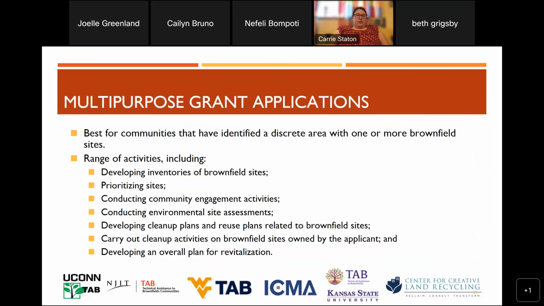Multi-purpose grant applications. These, as I said at the beginning, we're kind of going up in level of capacity required to apply for and administer one of these grants. So a multi-purpose grant is best and recommended for communities that have identified already a discrete area that has one or more brownfield site in it. Under a multi-purpose grant, you can do a number of activities, including many of the activities that are allowable on other grant types, such as assessment and cleanup. And you are required to develop an overall plan for revitalization as part of that application as well.